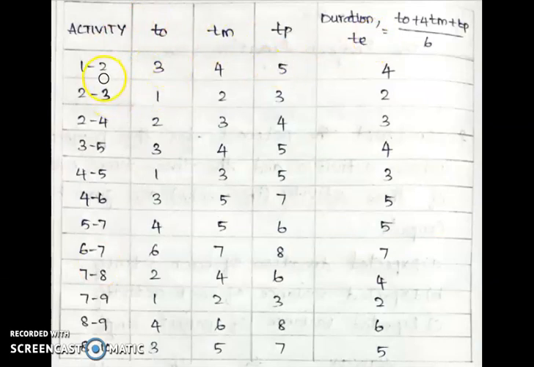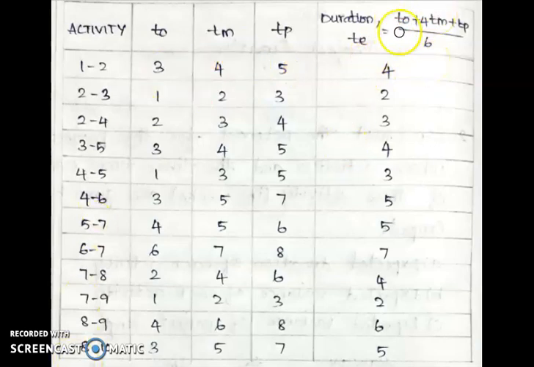We already know the values for 1 to 2. In the duration formula we substitute TO equal to 3, plus 4 times TM, which is 4, plus TP, which is 5. So 3 plus 16 plus 5 is 24, and 24 divided by 6 is 4. So the duration of activity 1 to 2 is 4.